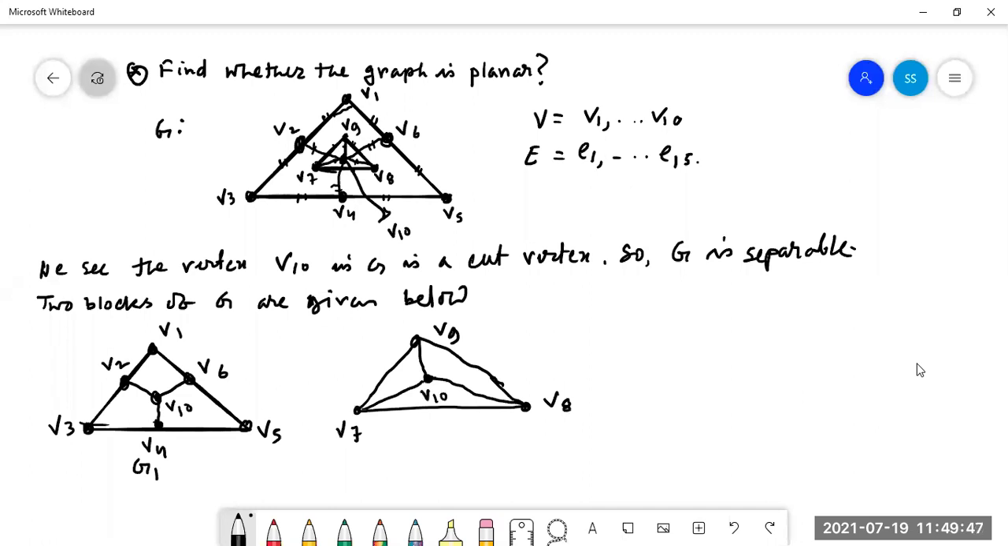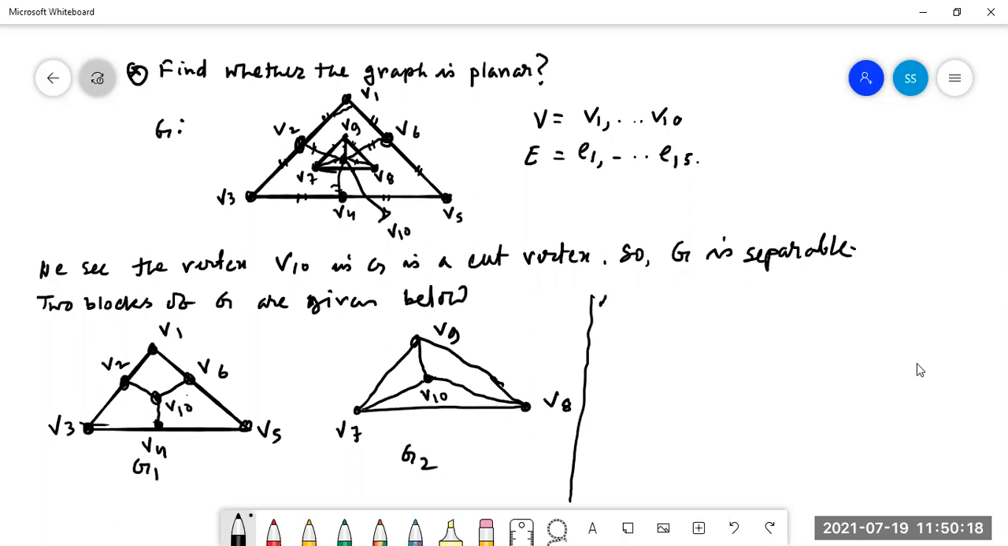So there are two blocks. This small part, and from here to here, this is the main part. So the graph G is separable as V10 is the cut vertex. So it can be made into two blocks. One block is this and the second block is this. So G can be made into two blocks. Is it clear? Yes, sir.